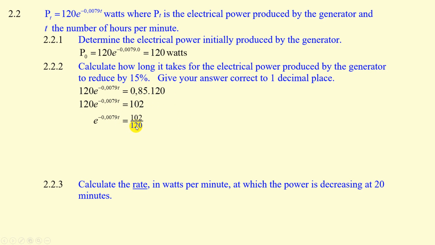Now, in order to go further, we need to go to logarithmic form. Remember, the log is the exponent, so that is equal to the log. There's the base of the log, so there's the number. That is equal to the log to base e of that number. And log to base e is ln. So that equals ln 102 over 120. That's log to base e. Now we use our calculator. 20.6 minutes.